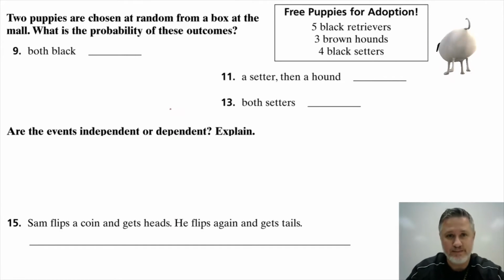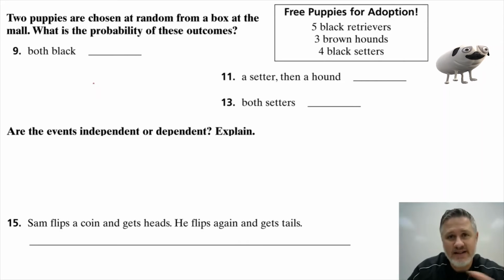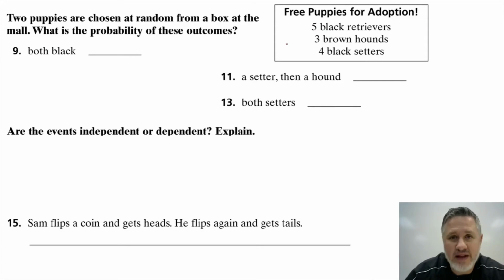They're going to take it with them. So this is a dependent event, right? So both black. Well, first of all, people are going to make the mistake of looking at the first thing and saying there's only 5 black dogs, when there's 5 plus 4, there's 9 black dogs. So 9 black dogs out of how many total dogs? 9 out of 12, right?